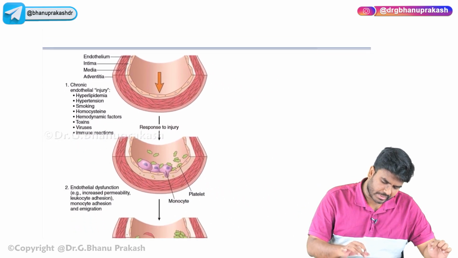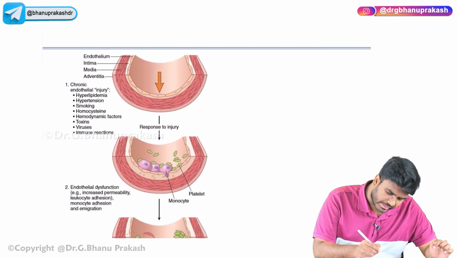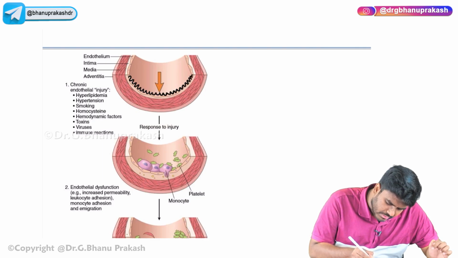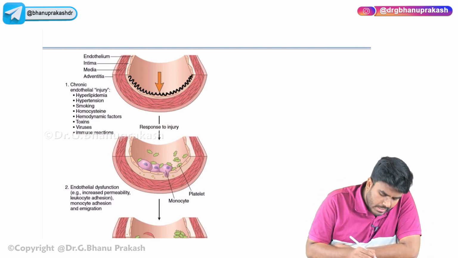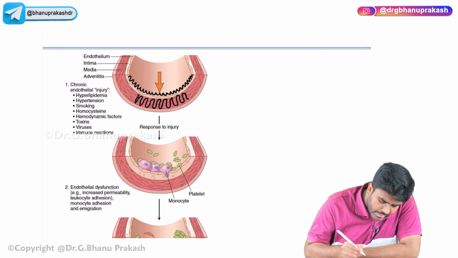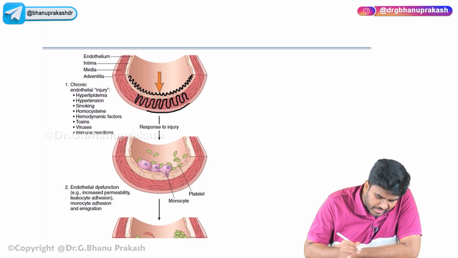Normally, here in this image, you can very clearly see that the innermost layer of a blood vessel is called the endothelium. The endothelium is the innermost layer of the blood vessel. Now, what is this layer? This layer which I am highlighting right now is called the tunica media. And the outermost layer is called the tunica adventitia.